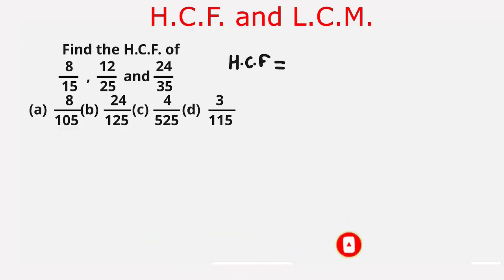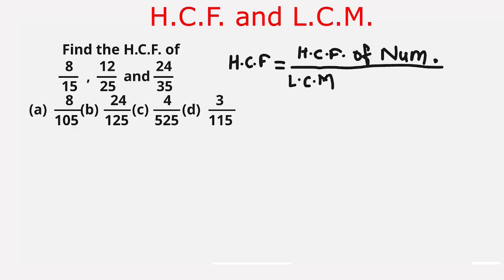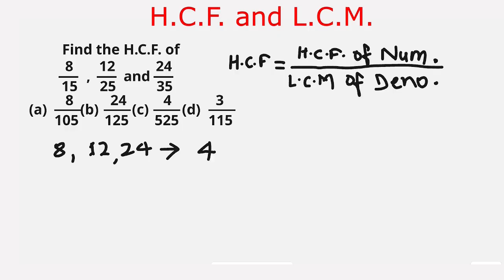H.C.F of fractional numbers is equal to H.C.F of numerator upon L.C.M of denominator. I am writing NUM for numerator. First we have to find the H.C.F of 8, 12 and 24, and this H.C.F is 4, and from here only we can say our answer is option C, 4 upon 525. But we complete this solution.